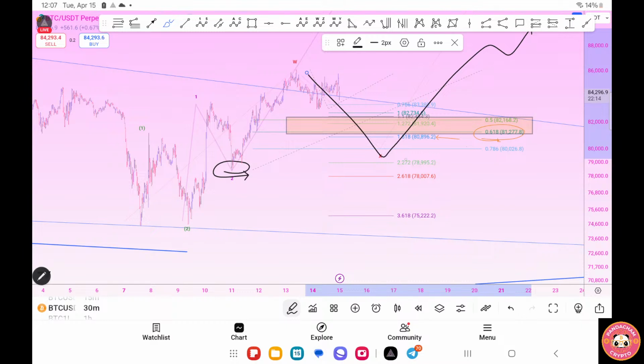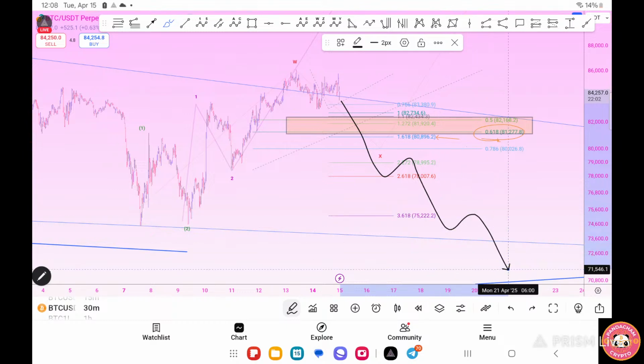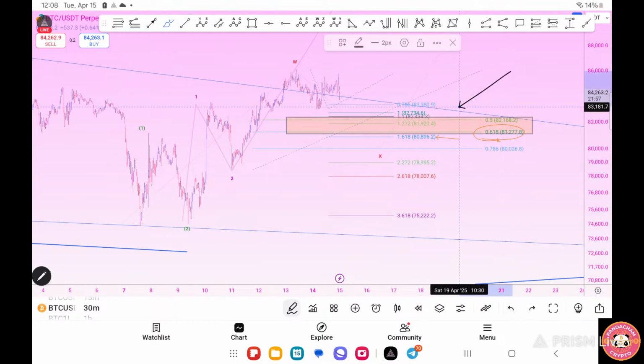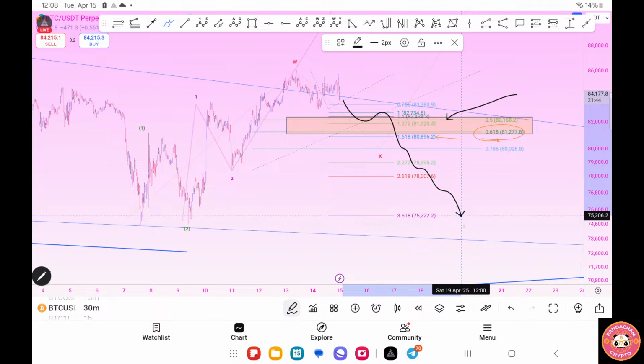But if the market's unable to hold this region here, then I guess there is a chance that we might just be looking for a new low. So we need to bounce somewhere around this region. We need to bounce at this region. If we don't bounce, then I guess it can start going to the downside. Okay, that's for Bitcoin.